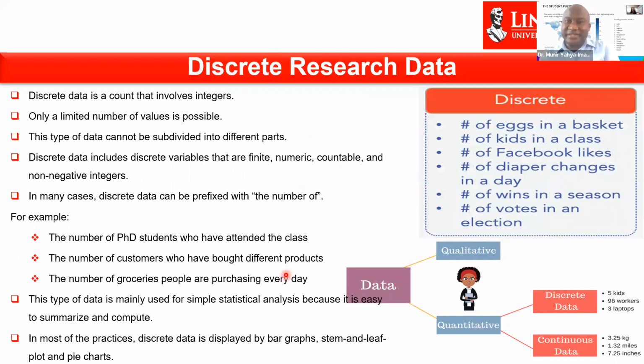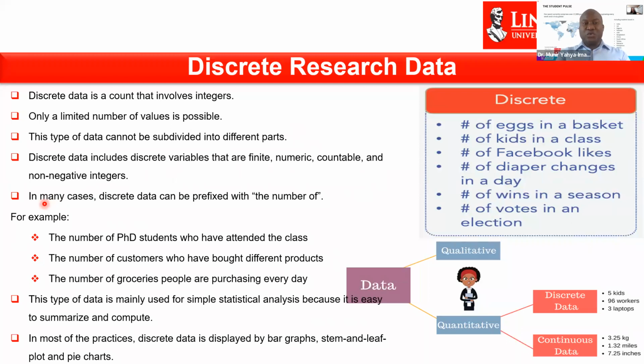Now we also have discrete research data. Discrete data is a count that involves integers. Only a limited number of values is possible, so this type of data cannot be subdivided into different parts. Discrete data includes discrete variables that are finite, numeric, countable, and non-negative integers. In many cases, discrete data can be prefixed with the number of.